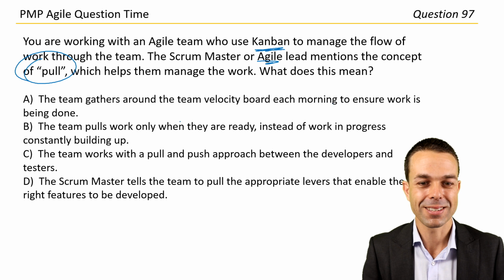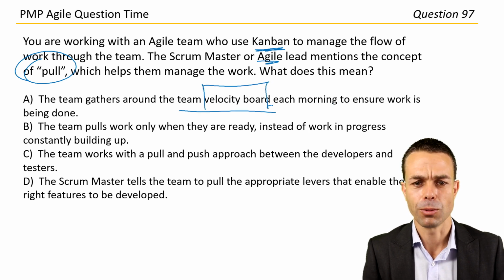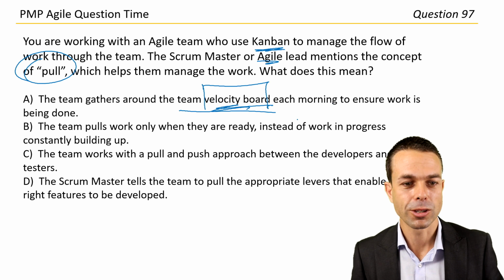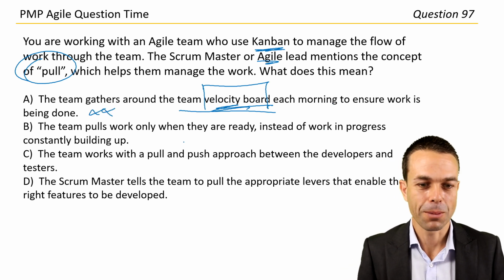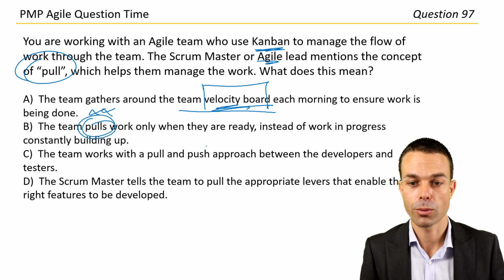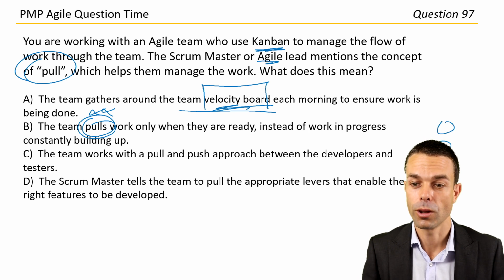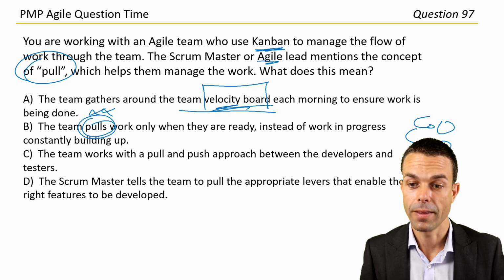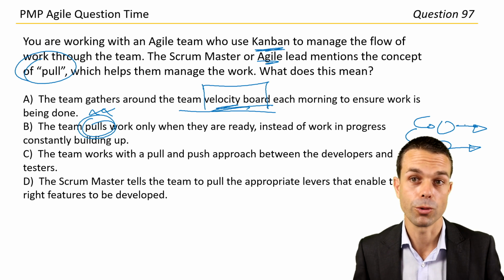The team gathers around the team velocity board. There's no velocity board really. Each morning to ensure the work is being done. Let's not go with that one. The team pulls work only when they are ready, yes, instead of the work in progress constantly building up. So we don't have all of these things in progress. We try and do this one, we try and remove the blocker and then move it across and keep moving the flow of work through the team.